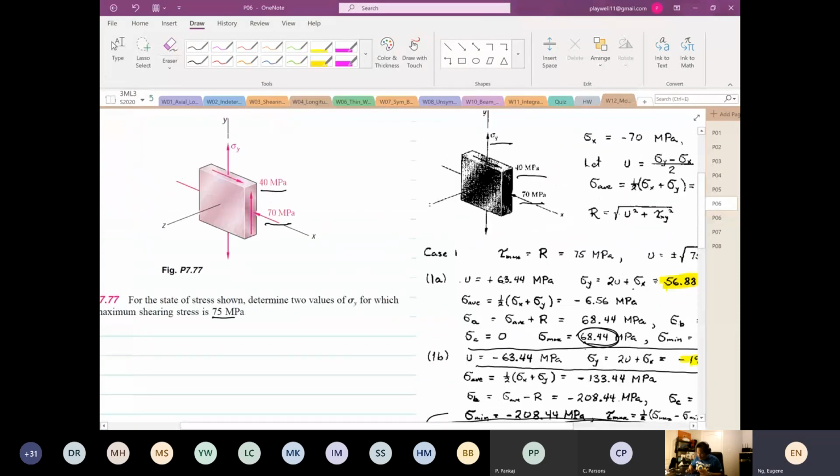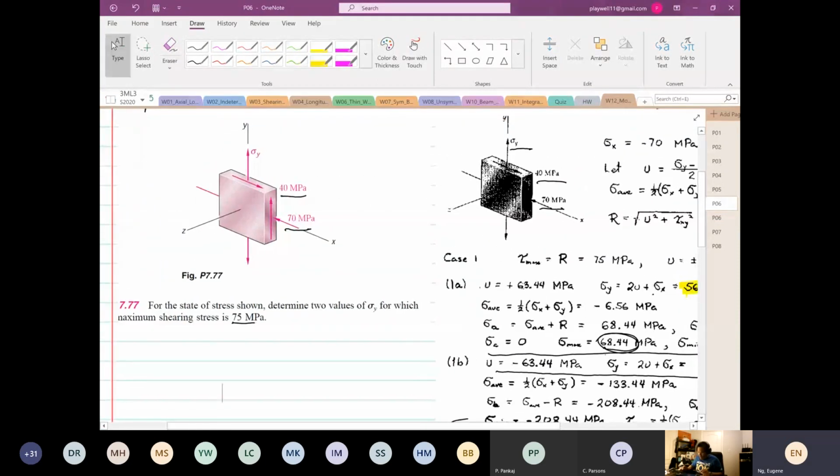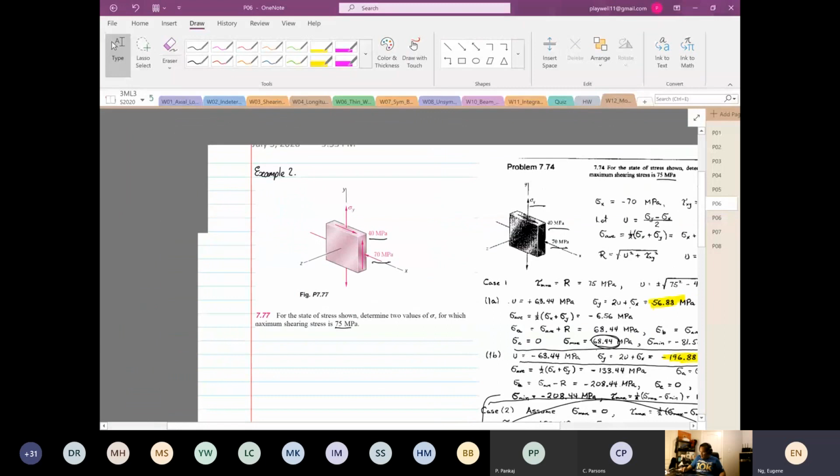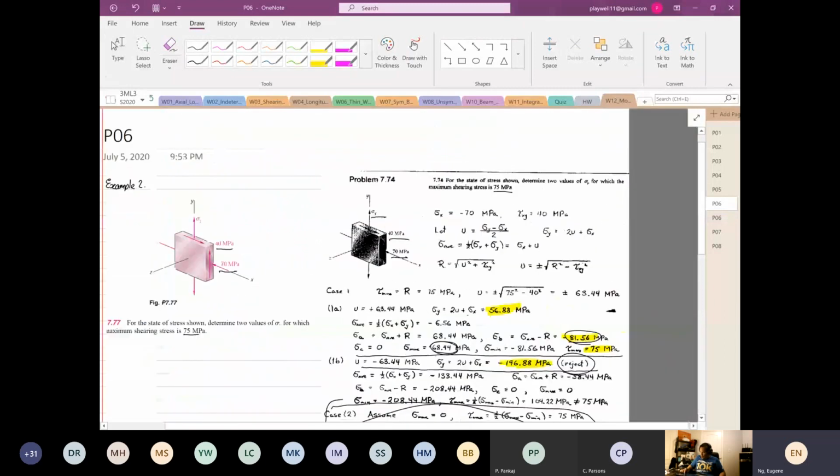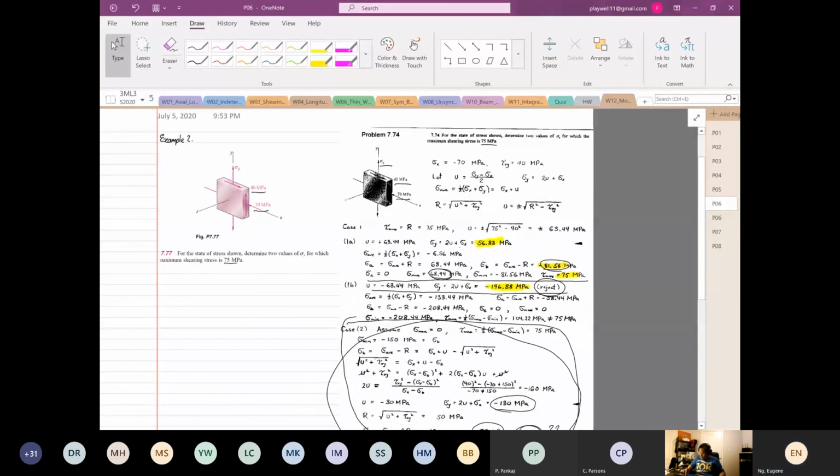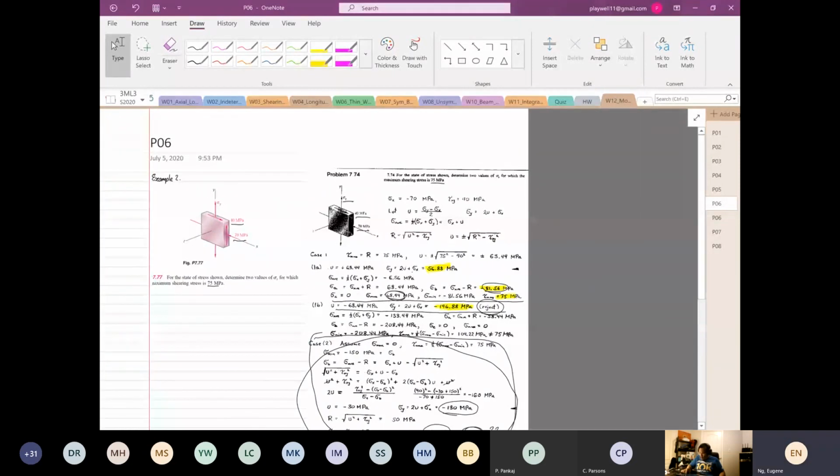So for this stress state, determine the two values of stress y for which the maximum shear stress is 75 megapascal. Repeat again, the maximum shear stress is 75 megapascal. And I want you to look at the math, okay? Okay, so you look at the math.